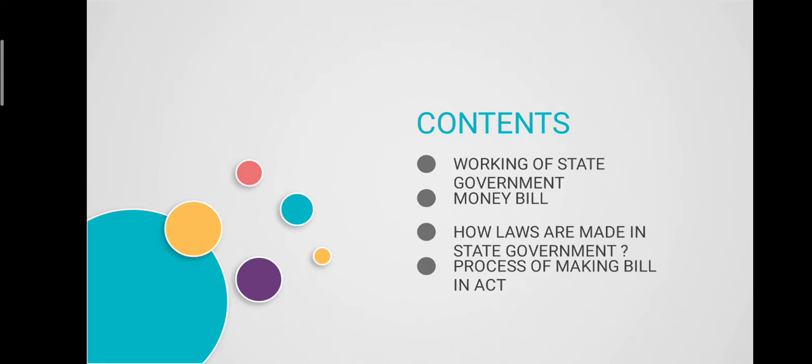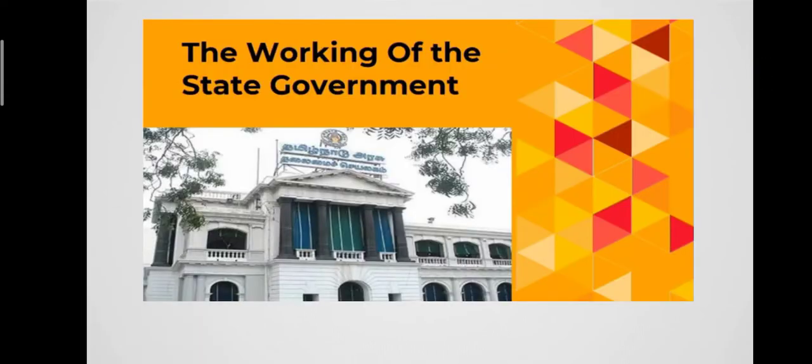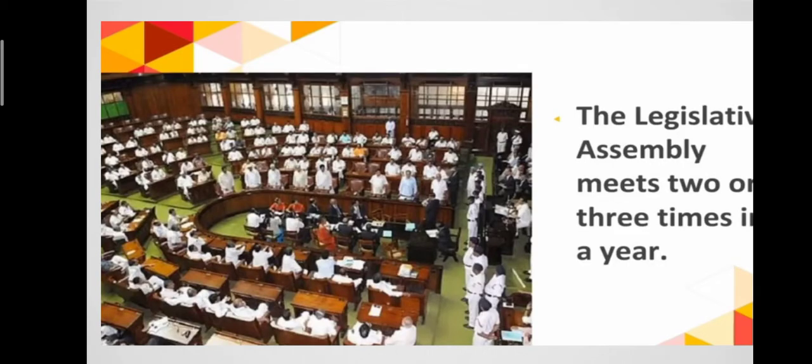In today's video we will learn about the working of state government, about the money bill, how laws are made in state government, and the process of making a bill into an act. First, we will learn about the working of the state government. The Legislative Assembly meets 2 or 3 times in a year.